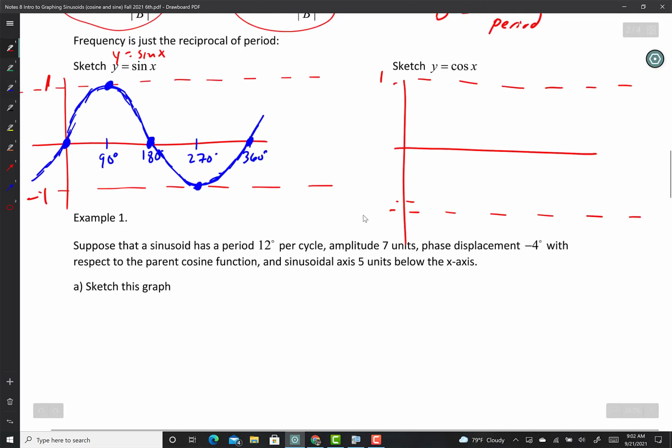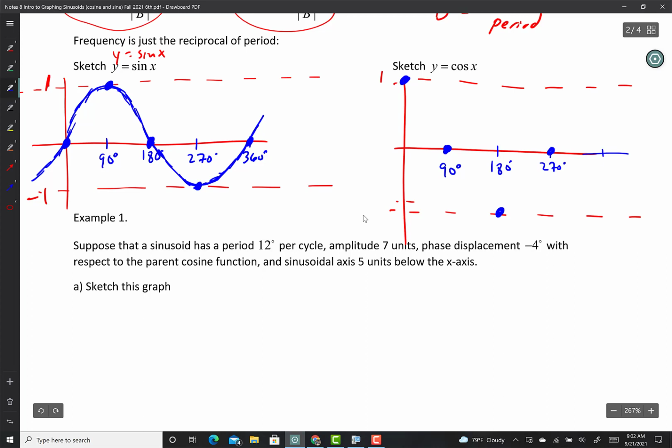Here we go. For cosine, what is cosine of 0? 1. So at 0, put a point at 0, 1. Go to 90 degrees. What is cosine of 90 degrees? No, not 0. Put a point at 90 degrees, 0. Then go to 180. What is cosine 180? -1. Then go to 270. What is cosine 270? 0.